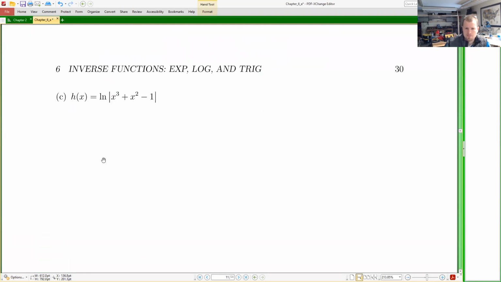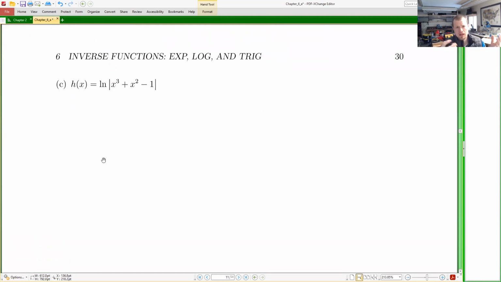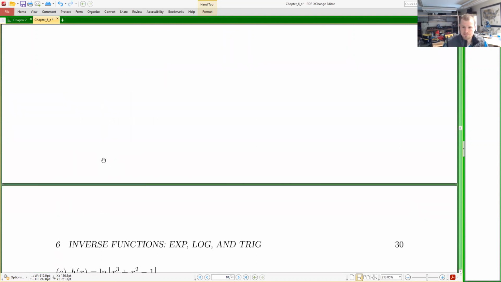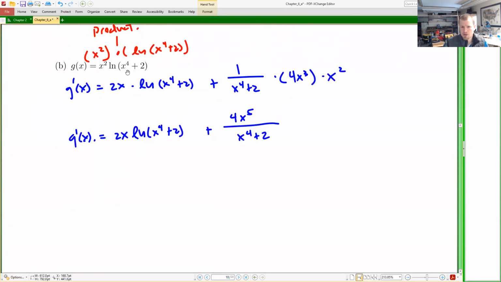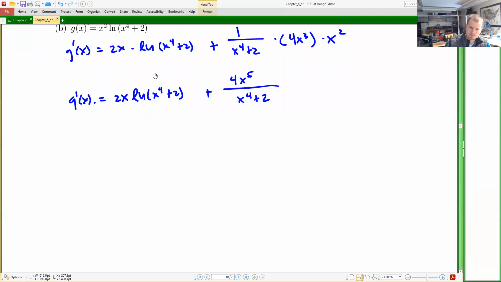All right. We'll continue on. In this next case, there's not a whole lot that's different. In the previous example, we had a polynomial that didn't have absolute values around it. Conveniently, x to the fourth plus 2 is always positive. So there was no concern and no need for absolute values.